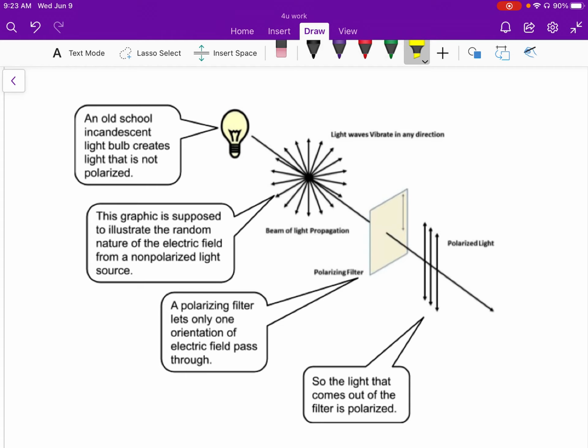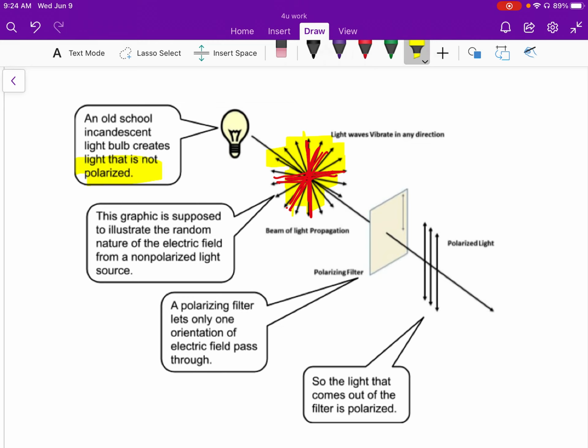When it gives off light, what this part of the graphic's trying to show is that the electric field is wobbling randomly, sometimes up and down, sometimes it's wobbling on a funny angle, sometimes it's going left to right. Associated with that, always perpendicular to that, would be a magnetic field, but this graphic just shows the electric field. Since a light bulb does that, we would say that the light bulb is not polarized.